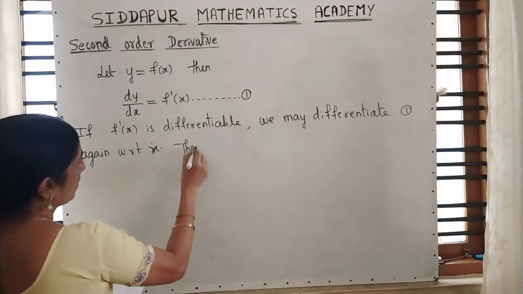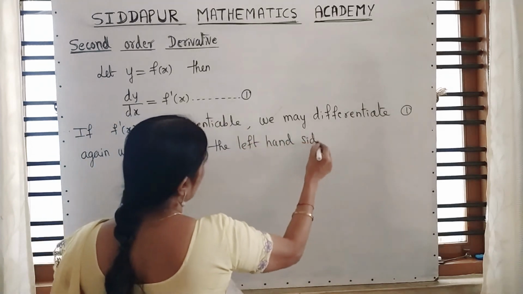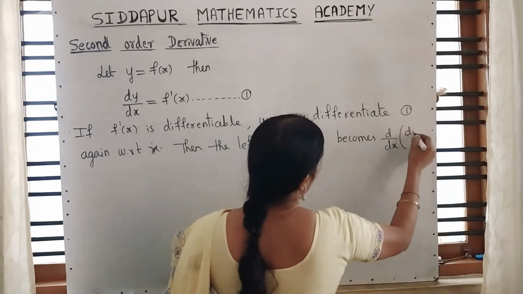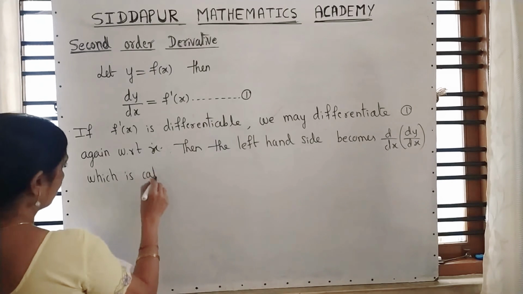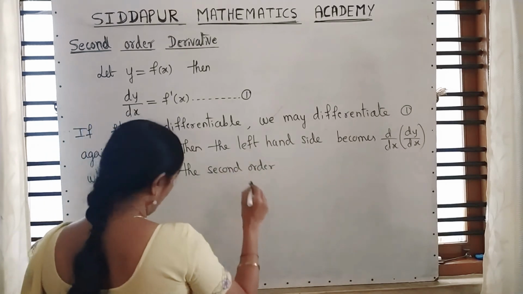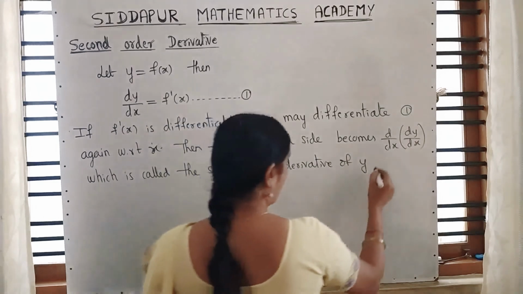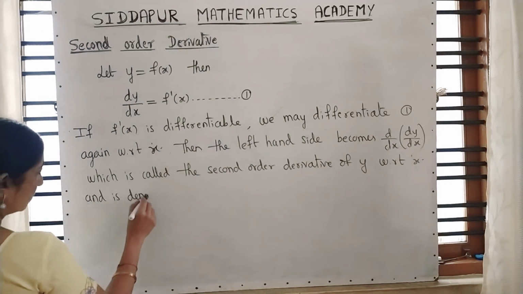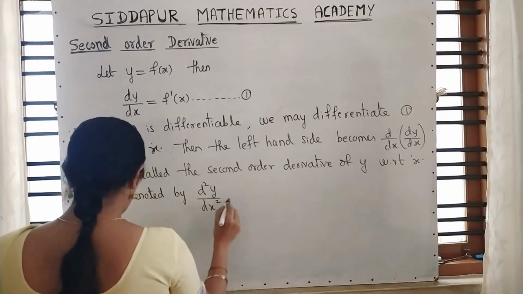Then this left hand side becomes d upon dx in the bracket dy upon dx, which is called the second order derivative of y with respect to x, and is denoted by d square y upon dx square.